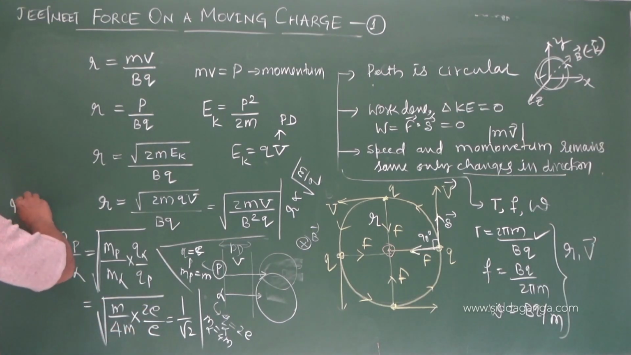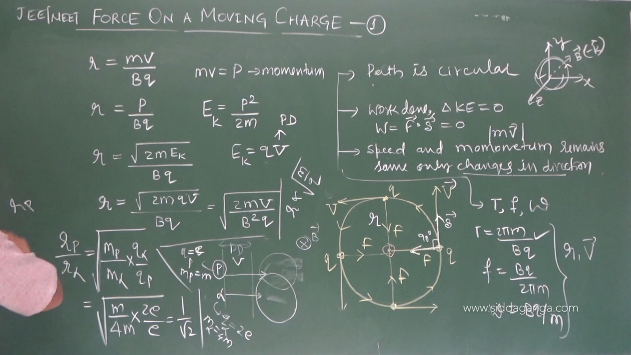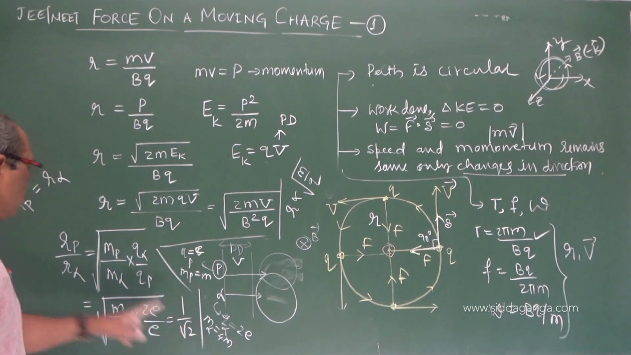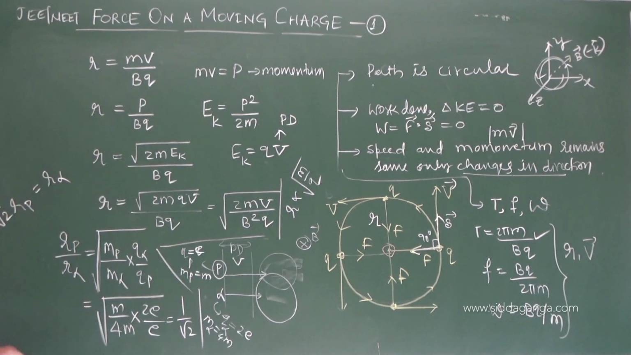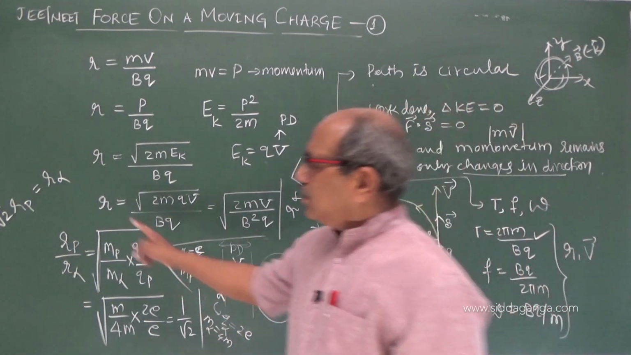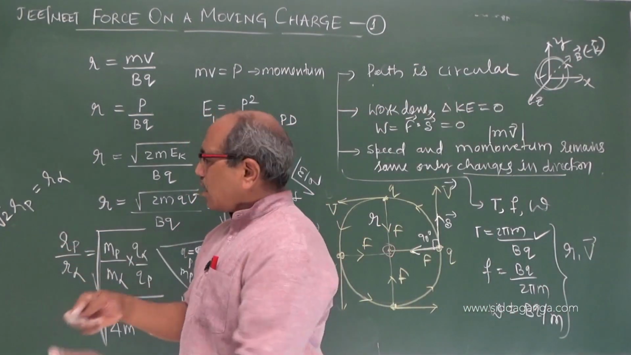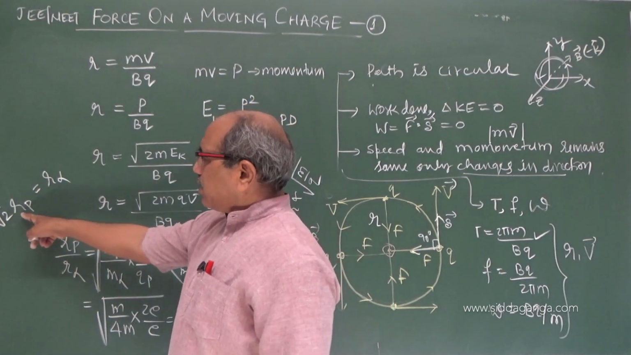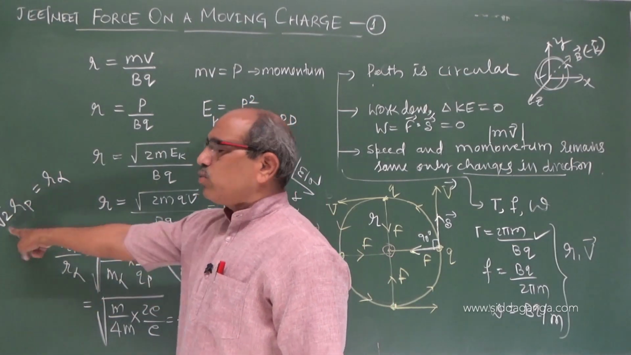Rp is equal to R alpha by root 2. Which is higher? The radius of the alpha particle is higher by root 2 times. The alpha particle describes a larger radius compared to the proton. How much? Root 2 times.